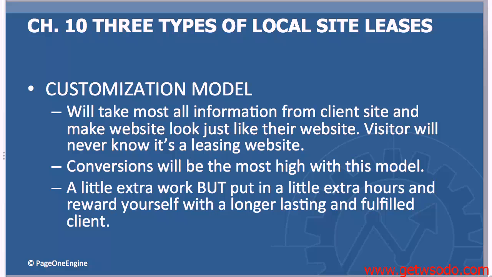Okay, lastly, we have the customization model. Now this is where we camouflage our digital asset with the client's website. We want to take all their main photos, videos, their logo, and also some key about text and throw it onto our digital asset. We also want to brand this site as much as possible so the user thinks this website is actually the plumbing company's website, or whatever company you're dealing with. Now the visitor will never know it's a leasing website.